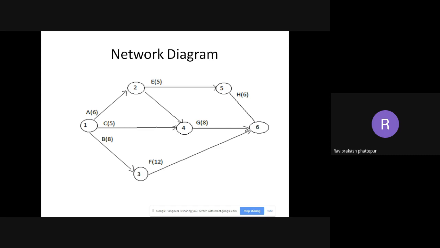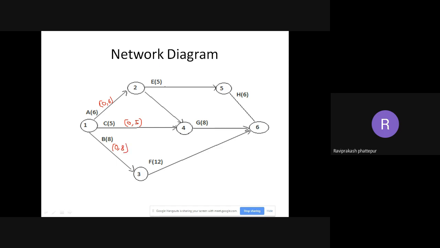So now you'll go with the forward pass. The forward pass, I told, will always be written on top of the arrow. Okay, so I'll put a bracket here. It starts with 0, and the duration is 6. It is 0, 6. So for C it starts with 0 again, because it's starting with node 1. It will start at 0th time, and it needs 5 days to complete the work. Next, coming to B, it is 0, 8. Starts at 0 and it needs 8 hours to complete, 0, 8.